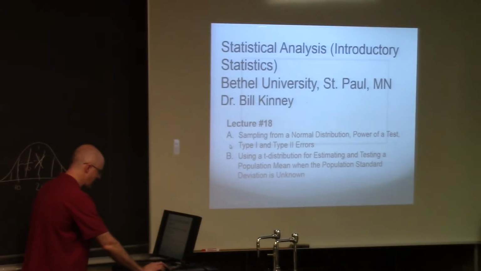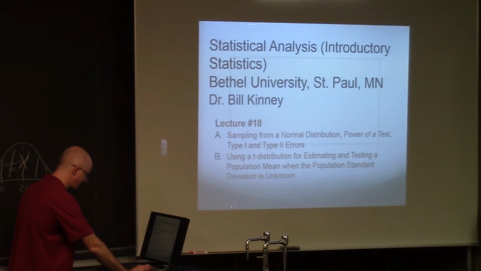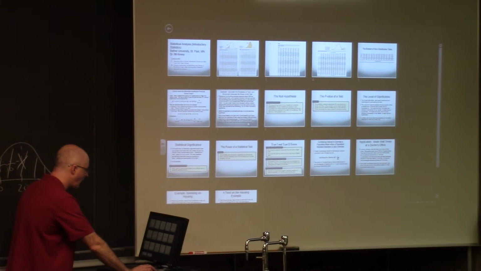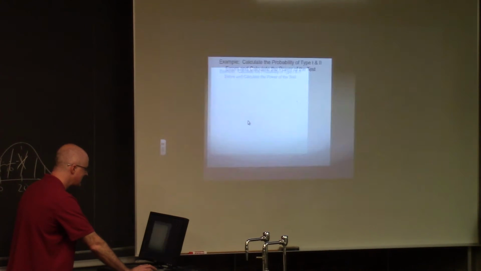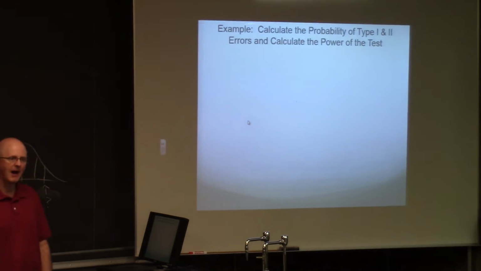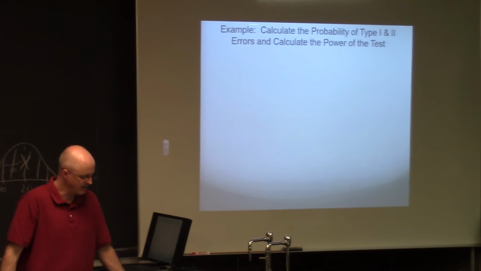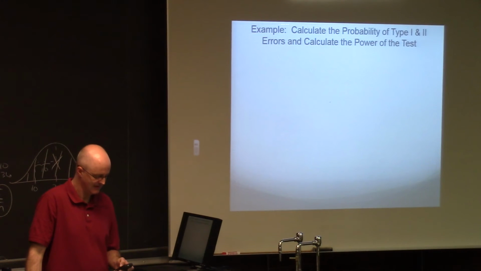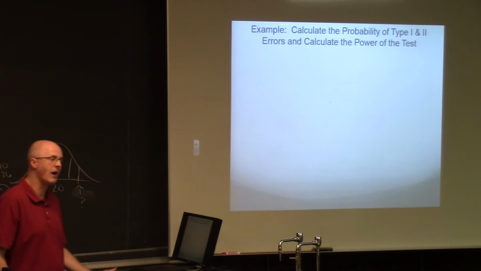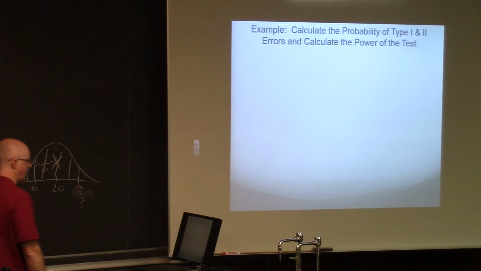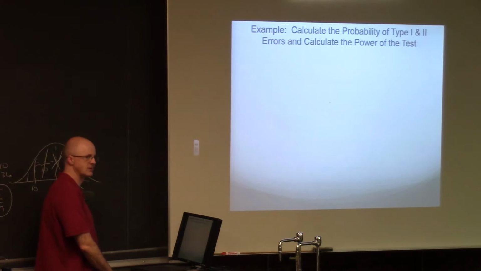For the rest of lecture A, we want to focus on calculating something called the power of a test, the probability of a type 2 error of a test, and know ahead of time what the probability of a type 1 error is. I briefly introduced those ideas, so now in the context of an example, I'm going to describe those ideas in more detail.